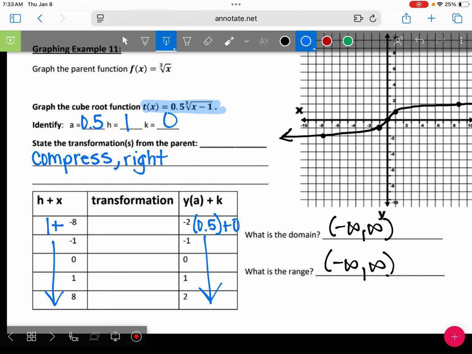Uh-oh, my iPad wasn't charging. It's gonna die. I'm gonna have to put this on the charge.